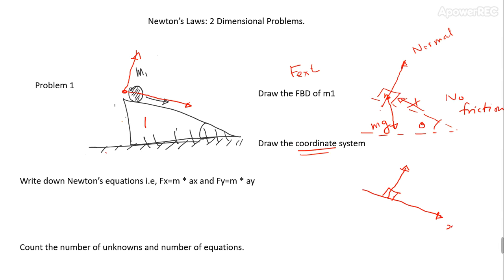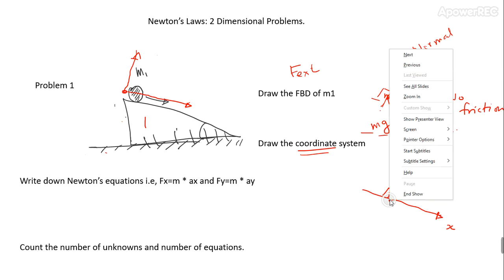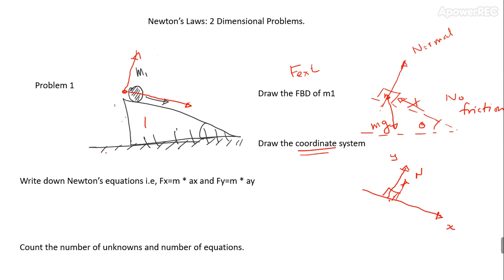So I have this as my x-axis, this as my y-axis, and I have one force along the y-axis which I'm calling n, and another force. Now this is the interesting part of the problem. There is another force which is in the downward direction, and that is equal to mg.